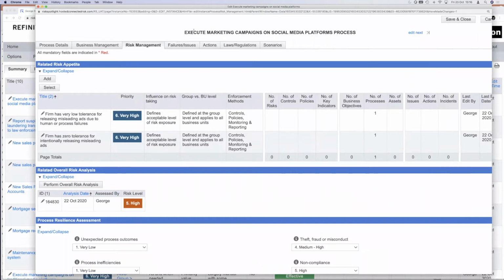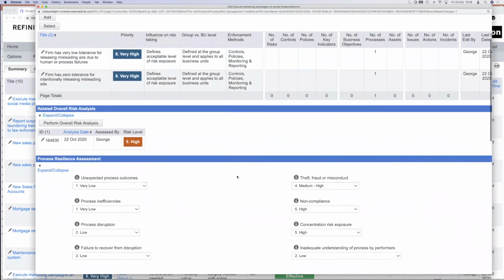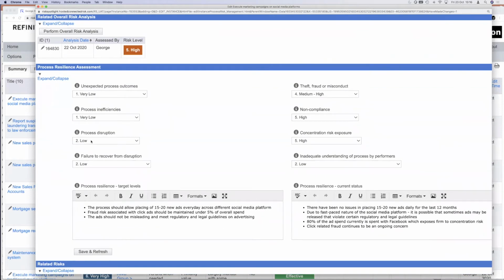So in this case, for that particular process, we're still looking at the execute marketing campaign, what we can do is define these risk-related measures. We've defined 8 standard measures, which will be relevant for all the processes you have in the organization. So we're saying, okay, what is the likelihood that this process may deliver unexpected outcomes? If we are releasing an ad, we may end up releasing a wrong ad on Instagram, or a misleading ad on Instagram. So what is the likelihood of that?